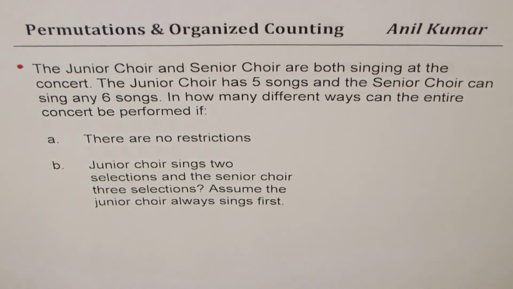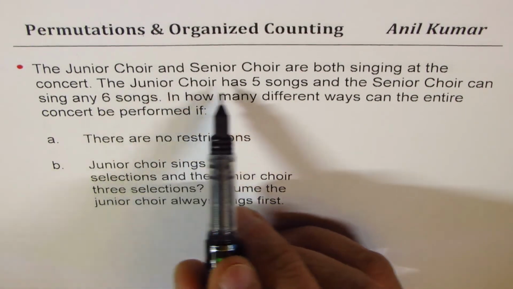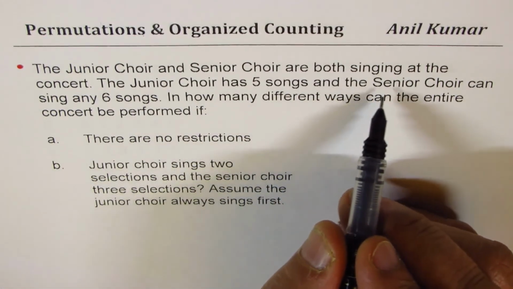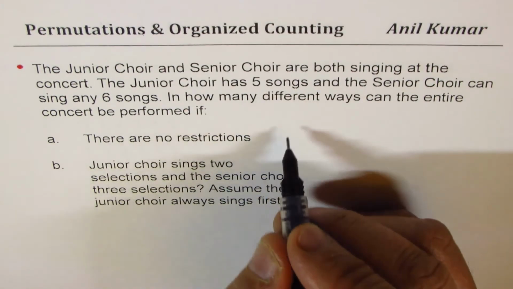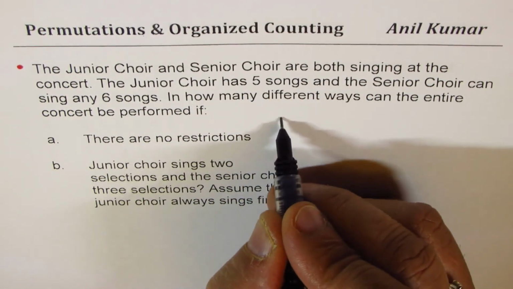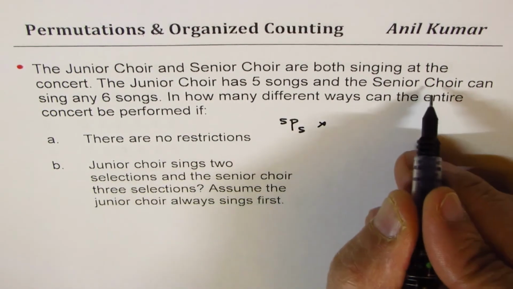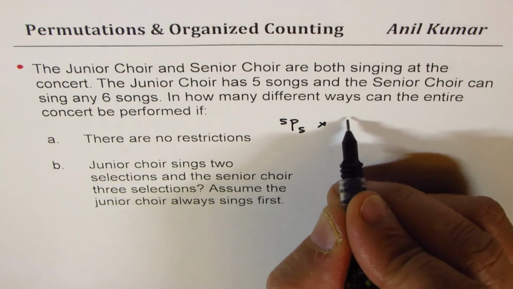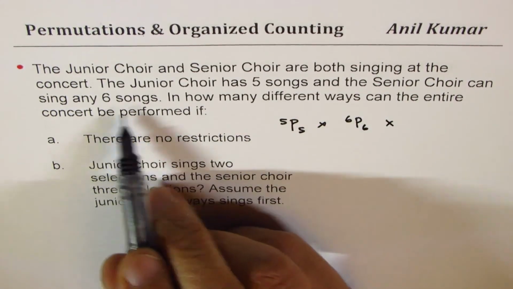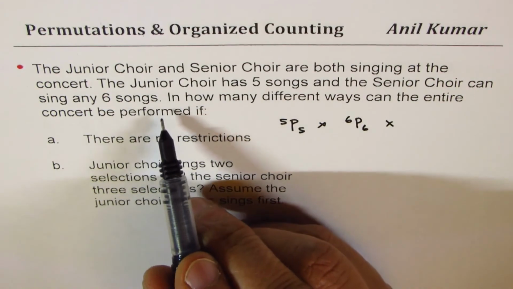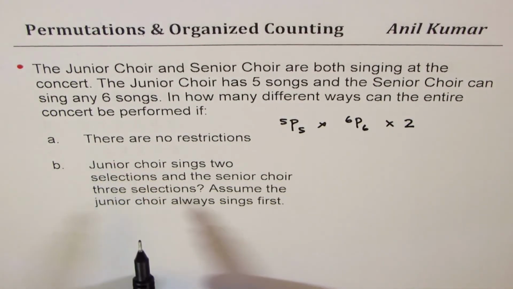So let's do the first one where there is no restriction. So we have junior choir 5 songs and senior choir can sing 6 songs. So 5 songs gives us permutations 5P5, right? Times the senior section 6 songs, 6P6. Now either the juniors can sing first or the seniors, so we'll multiply this by 2. So that is the answer for part A.